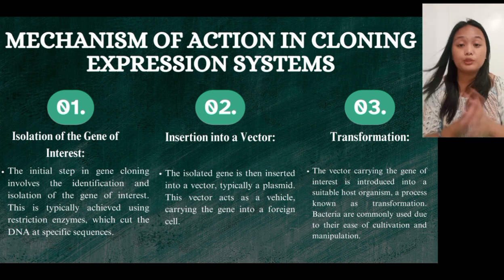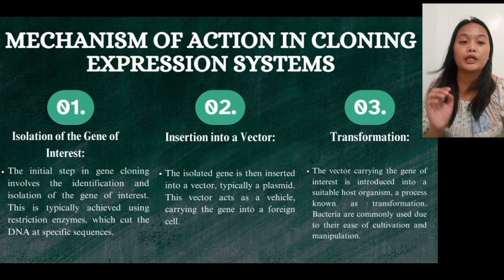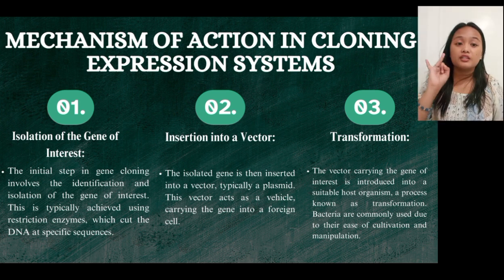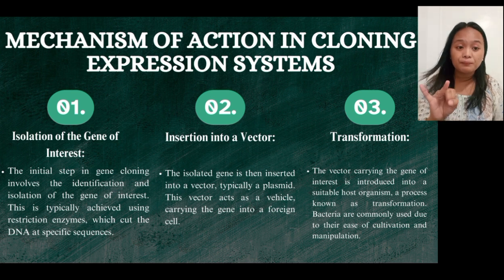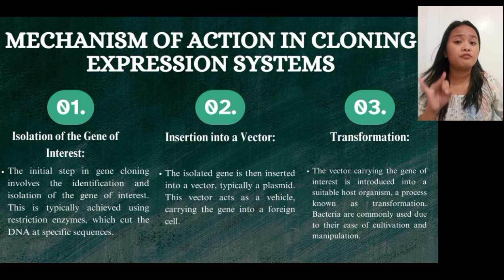I'll provide examples later after we discuss the 6 steps. So, next after step 1, we proceed to step 2, which is its insertion into a vector, in which the gene inserted in the vector often uses a plasmid.